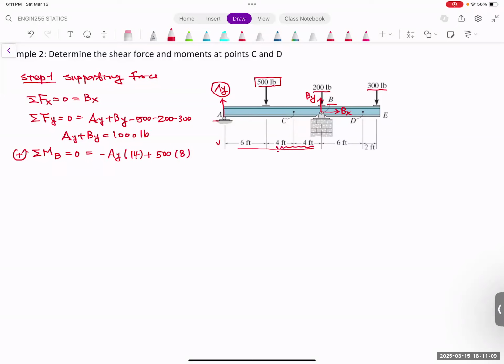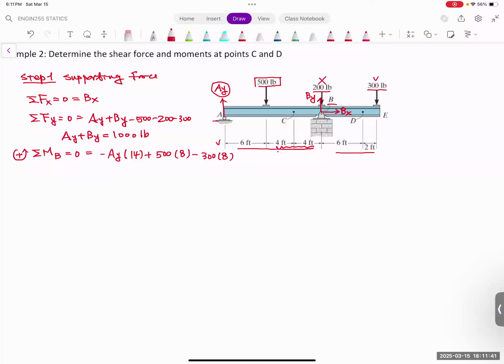And then these are not going to create any moment. This will create a moment. This moment will be clockwise, so we are going to make it negative, and that's going to be 300 times the distance. The distance will be these two together. That will be 8. And you make it equal to 0 so that we can find out what is the AY.